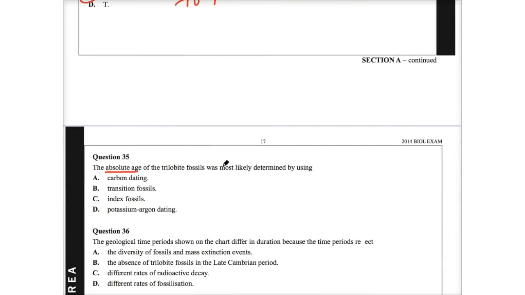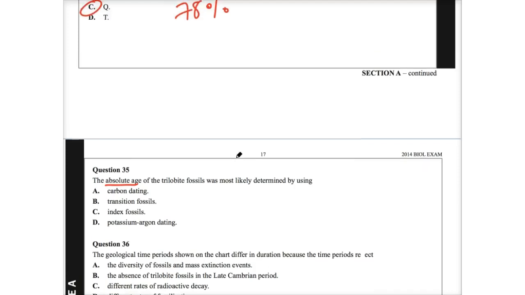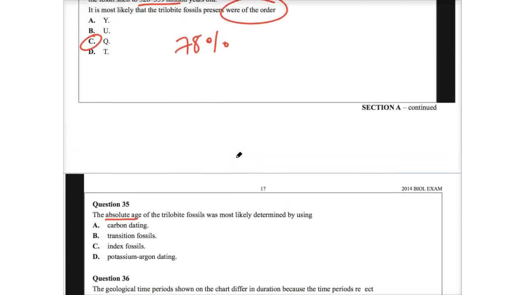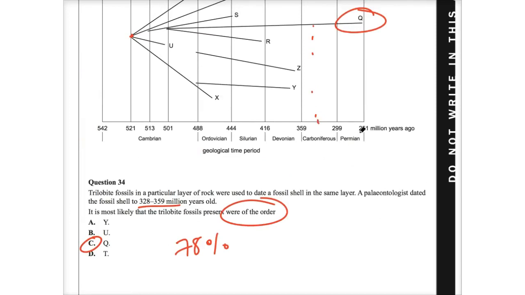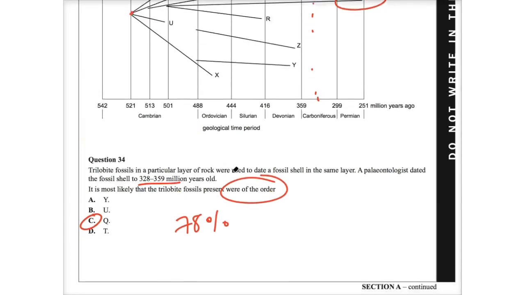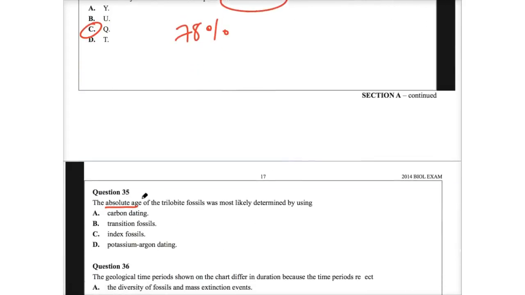Okay, looking at some sort of dating technique now, the trilobite fossils were most likely determined by using what type of dating? Well, if I look back at the trilobite fossils and we look at the time period, it was a long time ago, from 251 million years ago to around that 521 million and 542. It clearly shows that carbon dating has to be ruled out, because carbon dating has a half-life of 5,730 years. So carbon dating is no.